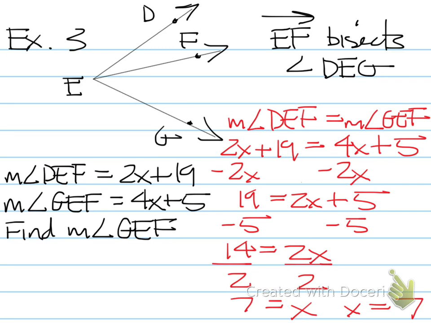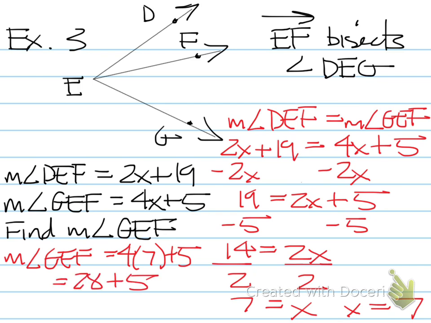and we're told to find the measure of angle GEF. The expression for angle GEF is 4x plus 5, so I'm going to replace that x in that expression with 7. 4 times 7 is 28, plus 5 is 33.